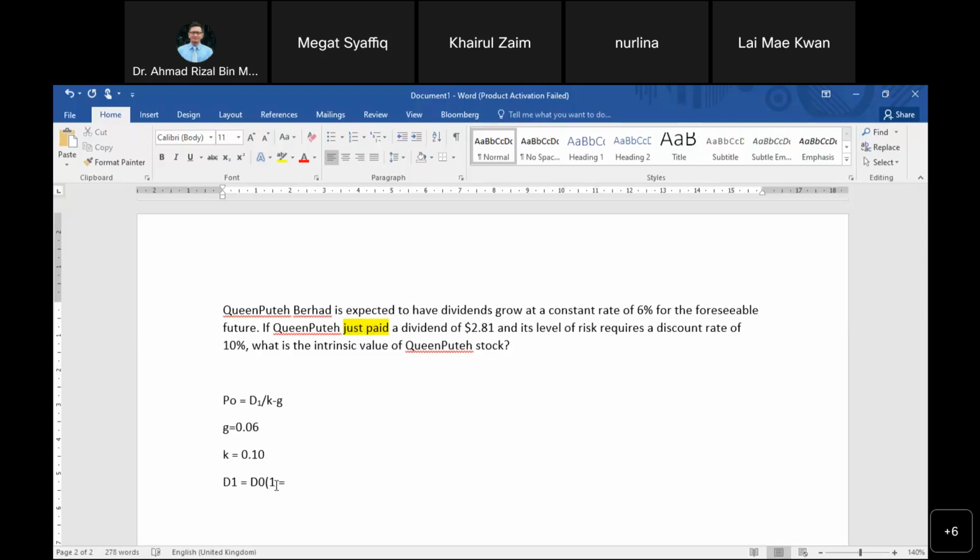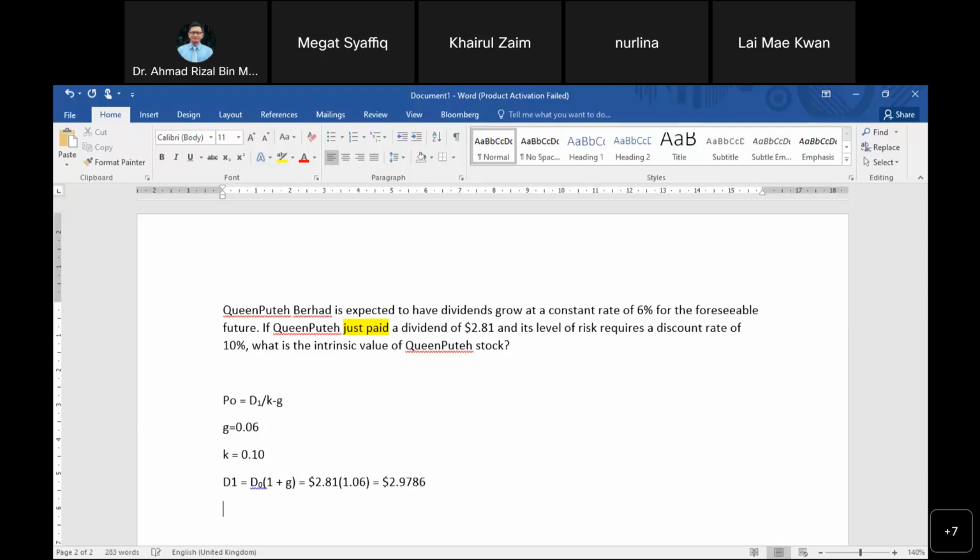1 plus G. So in this case, 2.81 times 1.06, right? 2.81 times 1.06 is 2.9786.